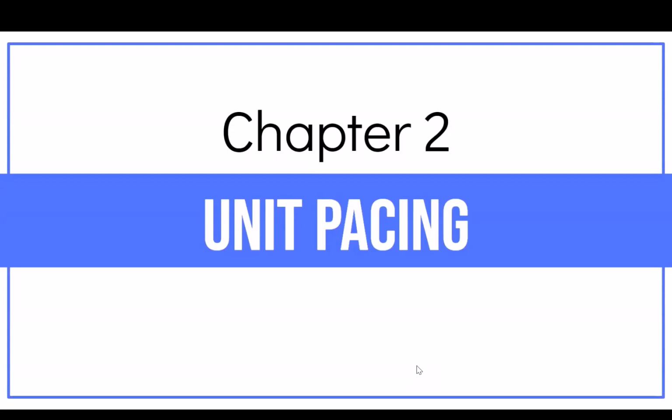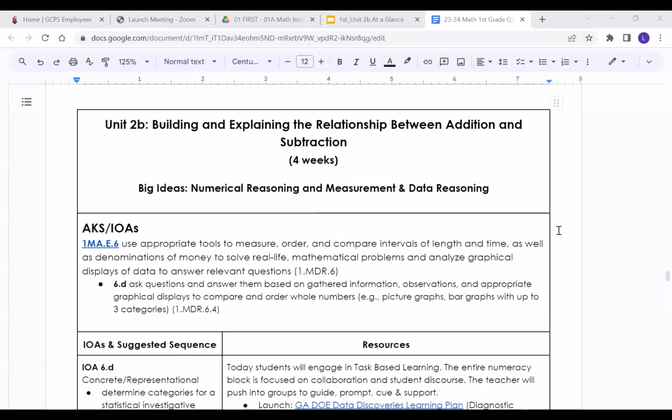Now let's look at the pacing guide to see how the AKS and IOAs have been paced out over the course of Unit 2B. In this top portion of the pacing guide, we see the name of the unit, the big ideas for the unit, and the suggested pacing. Unit 2B will focus on numerical reasoning and measurement and data reasoning. The suggested pacing for the unit is about 4 weeks.